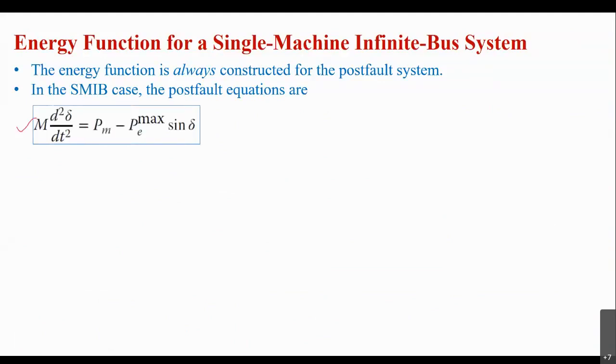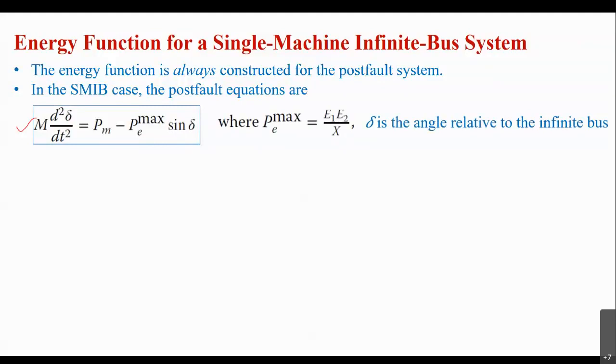That is M of d square delta by dt square equal to Pm minus P max sine delta. So that we know already, where P max equal to E1 E2 by X. This is for single machine infinite bus system. And delta is the angle relative to the infinite bus. So delta is the angle of the machine with respect to the infinite bus.